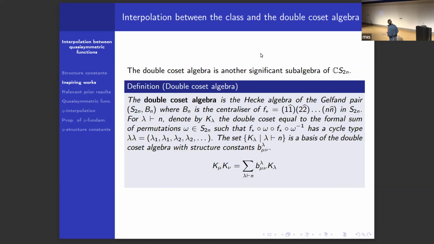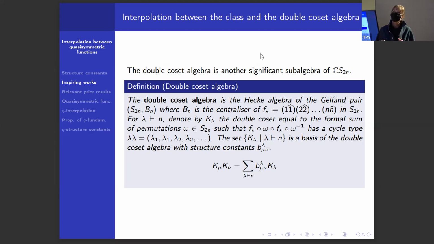Another paper that is very significant to me is about the interpolation, the paper of Ian Goulden and David Jackson. It's about the interpolation of the structure constants of the class algebra and double coset algebra. So the double coset algebra is the Hecke algebra of the Gelfand pair S_2n, B_n, where B_n is a hyperoctahedral group.